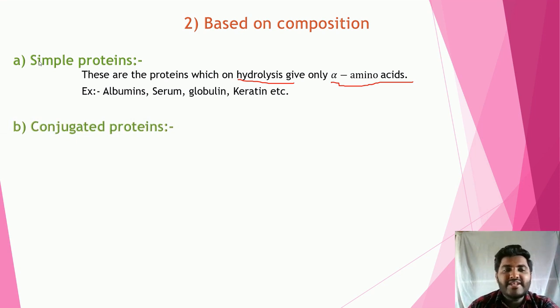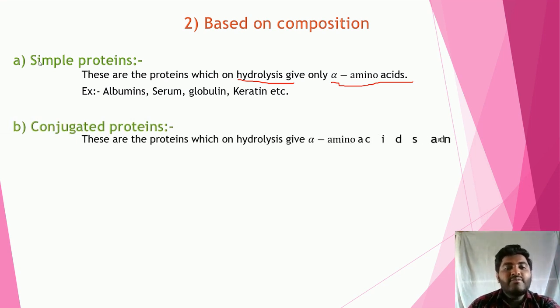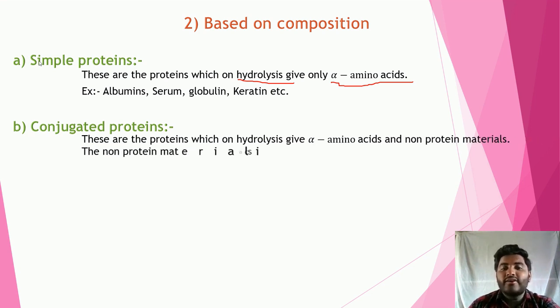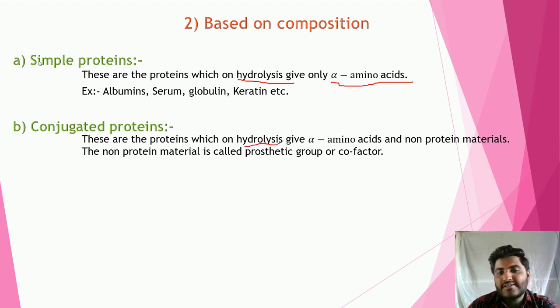Look at the name itself indicating conjugated. That means these are the proteins which on hydrolysis, look at here, simple protein on hydrolysis gives only alpha amino acids. But here, on hydrolysis, we are getting alpha amino acid as well as non-protein material. The non-protein material is called prosthetic group in this case, or also called cofactor.